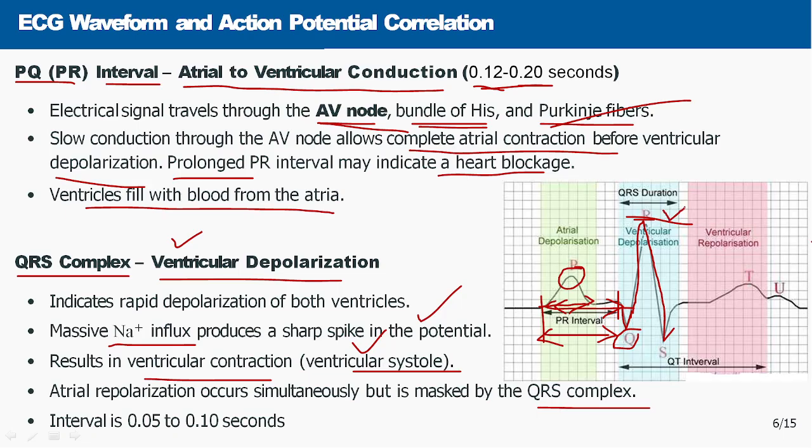When this ventricular depolarization has started or is going on, simultaneously this atrial repolarization has also started, because the signal has been passed from the SA node to the AV node, and as it is moving away from the atrium, repolarization starts. This interval is equal to 0.05 to 0.1 second.